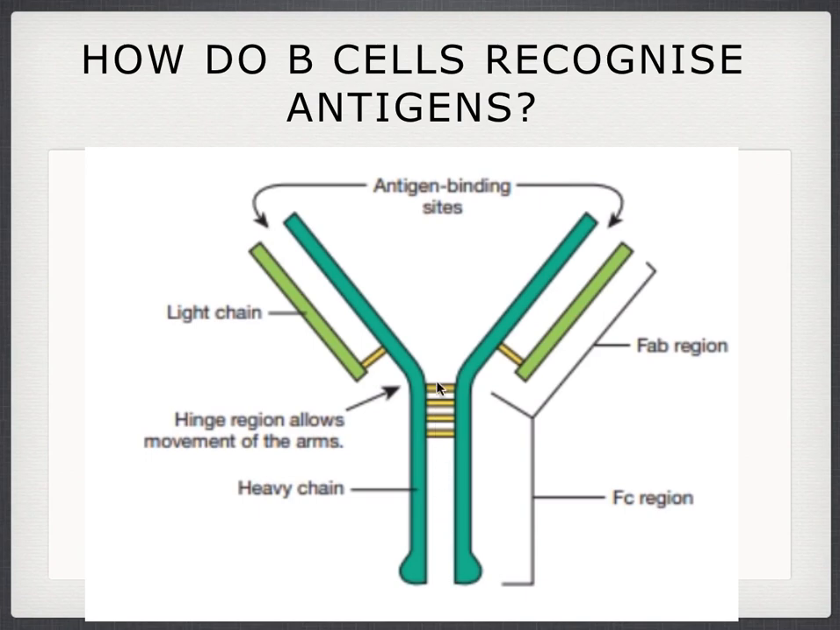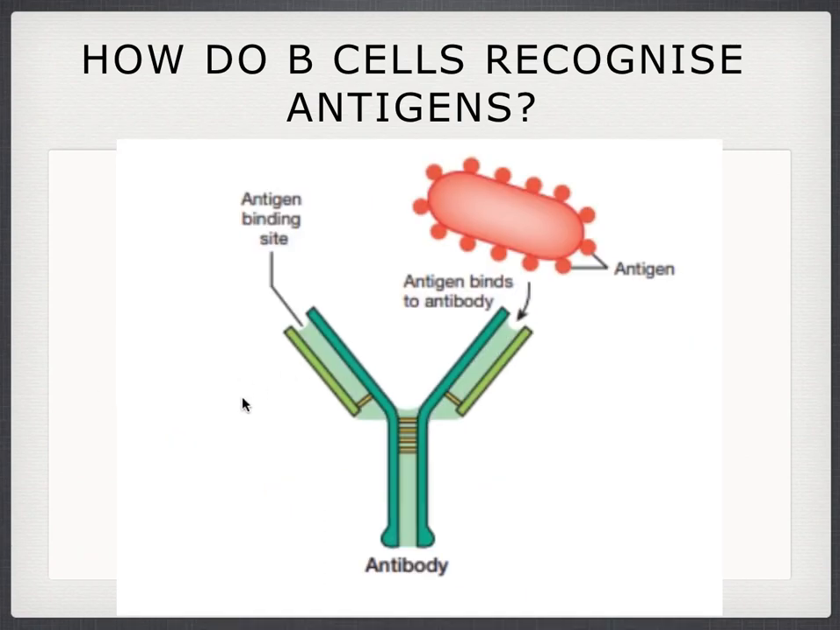This tail of the antibody is called the Fc region and is what binds to cells or to Fc receptors. And this part of the antibody, which actually recognizes the antigen, is called the Fab region. And here you can see the antigen binding site, that it can bind to the antigen, and that it can actually bind to 2 antigens because there are 2 antigen binding sites.